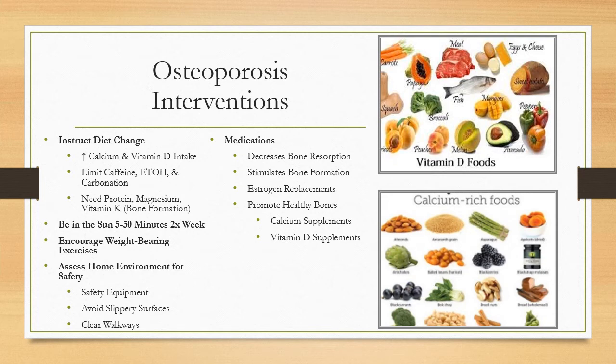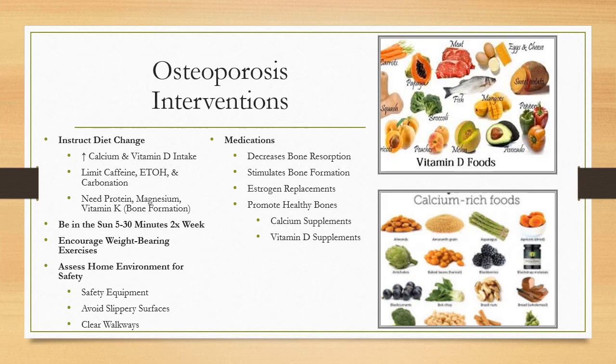Okay, being out in the sun for 20 to 30 minutes is enough for your skin to synthesize cholecalciferol, inactive vitamin D that gets fully activated in the kidneys. Encouraging weight-bearing activities and exercises for sure, right? If you don't use your bones, they get thinner and thinner and thinner, okay, leading to osteoporosis.